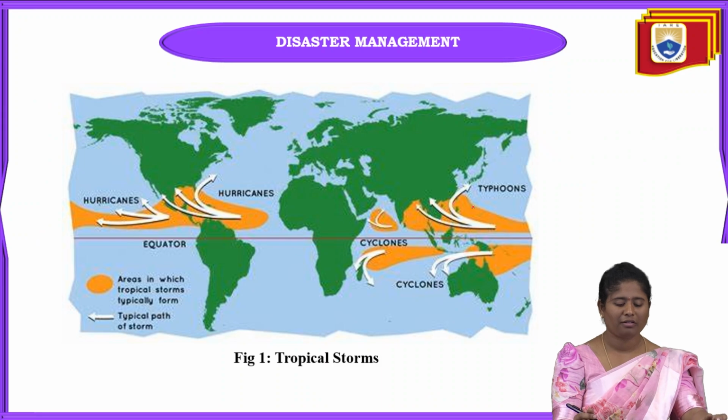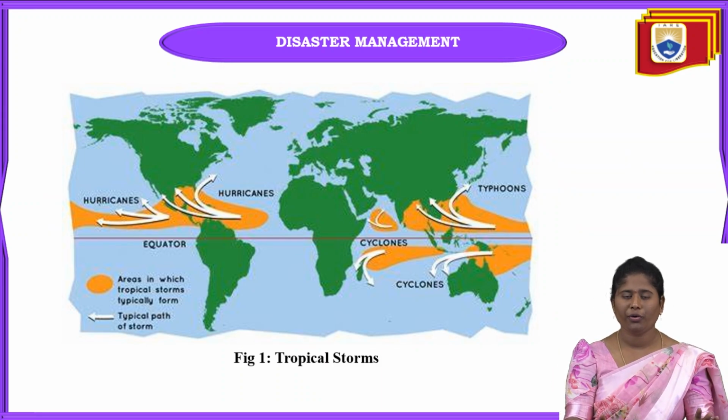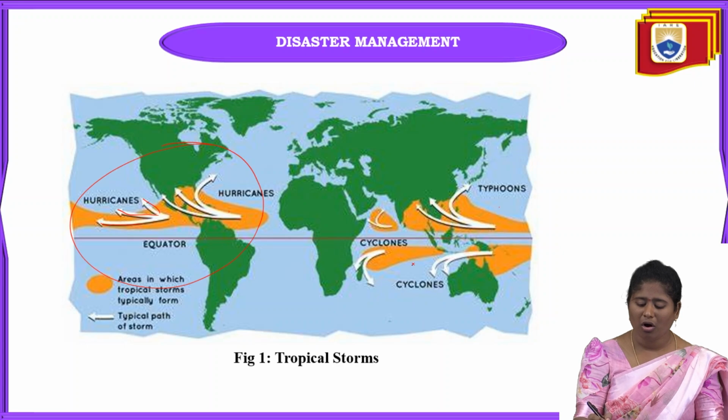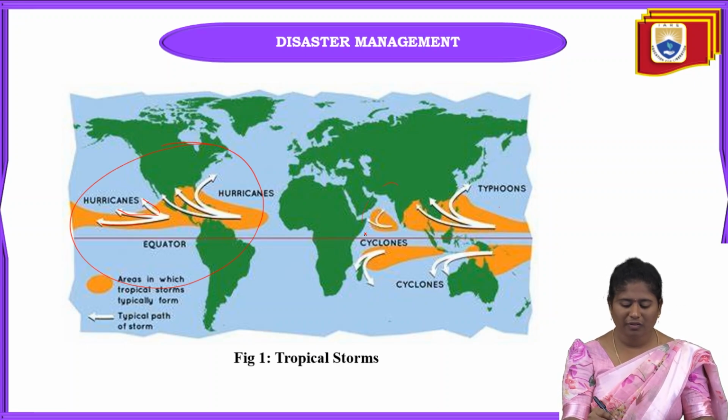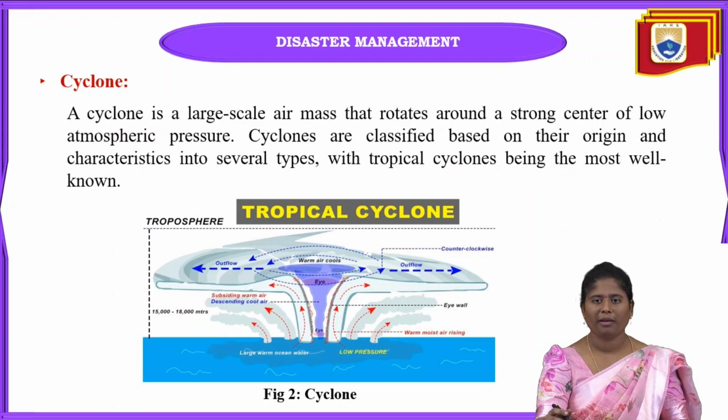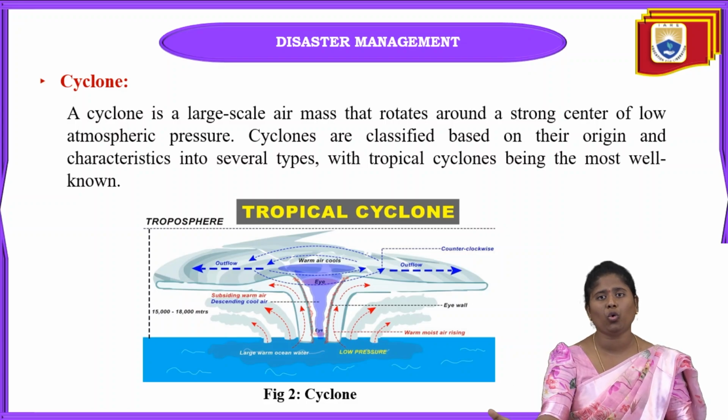Here you can see this picture I already showed you. If this is our equator, in this area we call them hurricanes. You can see the path, these arrow marks. According to these arrow marks, hurricanes or tufans or cyclones can happen. In that region we call them cyclones, and in this region we call them tufans. One thing is necessary here: cyclone, hurricane and tufan are all the same. Area to area, region to region, the name can be different. Overall, in this topic everything is the same.